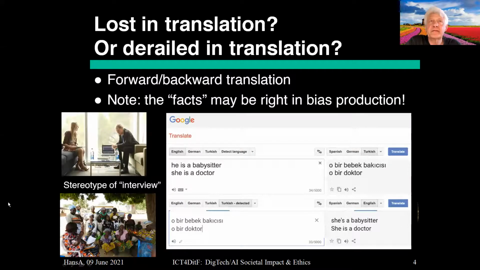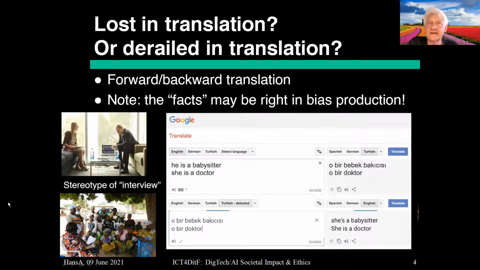A very beautiful example that things can go wrong is this translation. This is a forward-backward translation. He is a babysitter, she is a doctor. You translate it to Turkish. Then you put in the Turkish text and you translate it back into English. And what you see is that he is a babysitter has suddenly been translated into she is a babysitter. So the babysitter has suddenly changed from male to female.